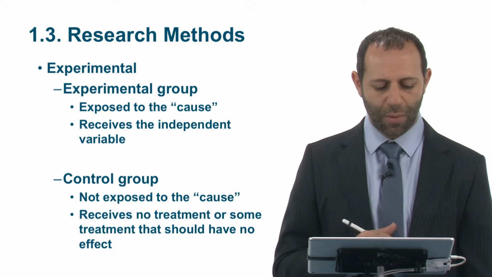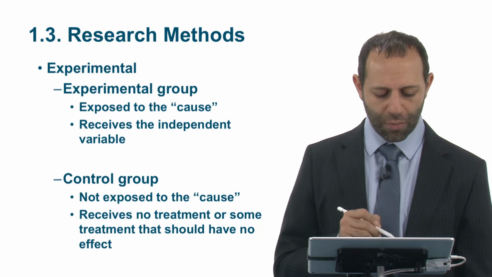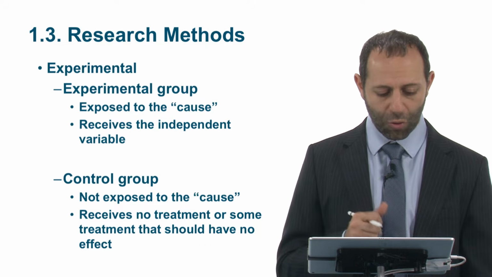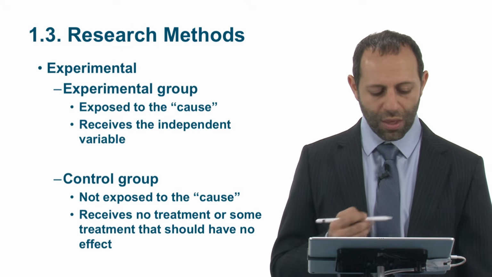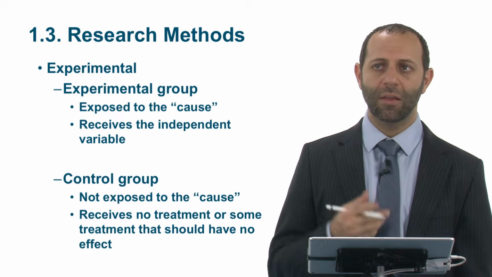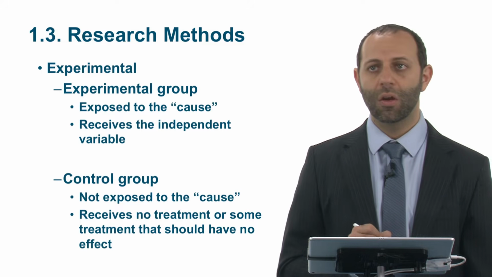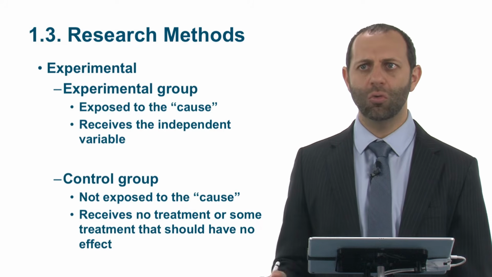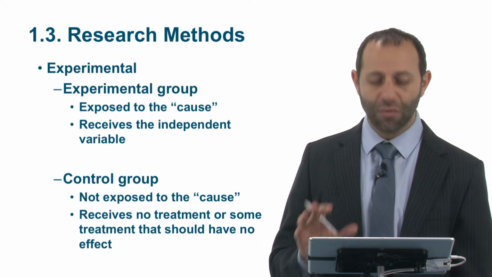Moving forward, within the experimental method, we have different groups within the design. An experimental group is that group which is exposed to the quote-unquote cause, or the group that is exposed to the independent variable. These are the individuals who might receive the antidepressant medication, and we would see the impact of that medication on the group. The second group is the control group. The control group is that group which is not exposed to the cause. They receive no treatment whatsoever, or perhaps a treatment that should have no effect.